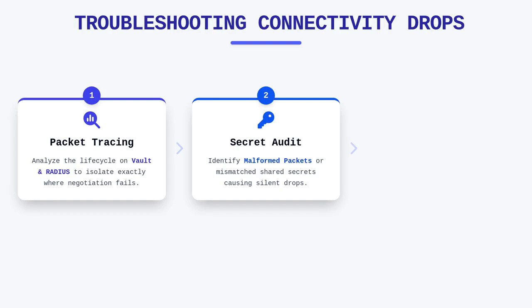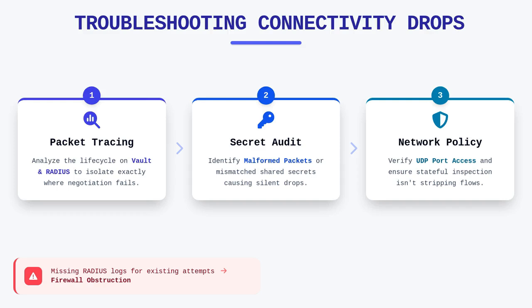If you observe authentication attempts that vanish without an error log on the RADIUS side, the culprit is frequently a network policy or a firewall obstruction that is stripping the UDP packets. Always verify that your network infrastructure permits traffic on the standard UDP ports usually assigned to RADIUS, as any stateful inspection that drops uninitiated flows will break this mechanism. Establishing a baseline by reviewing successful transaction logs allows you to contrast these with failed attempts when investigating intermittent connectivity issues.